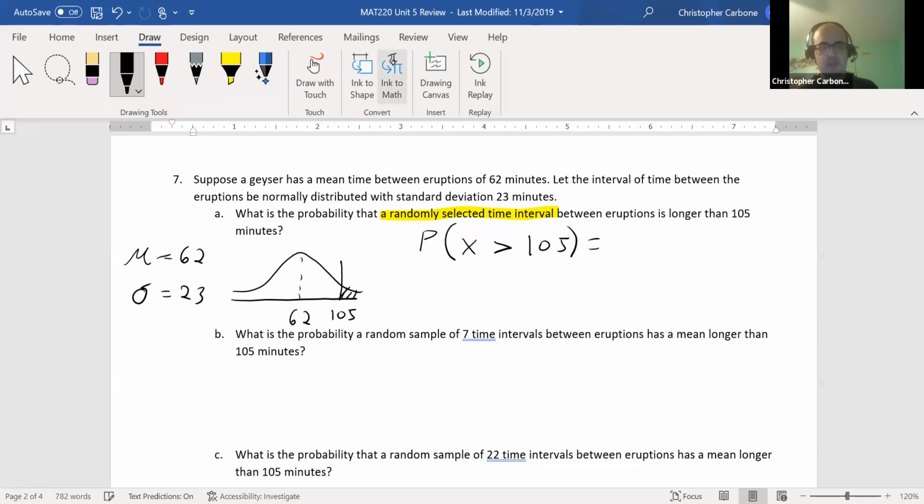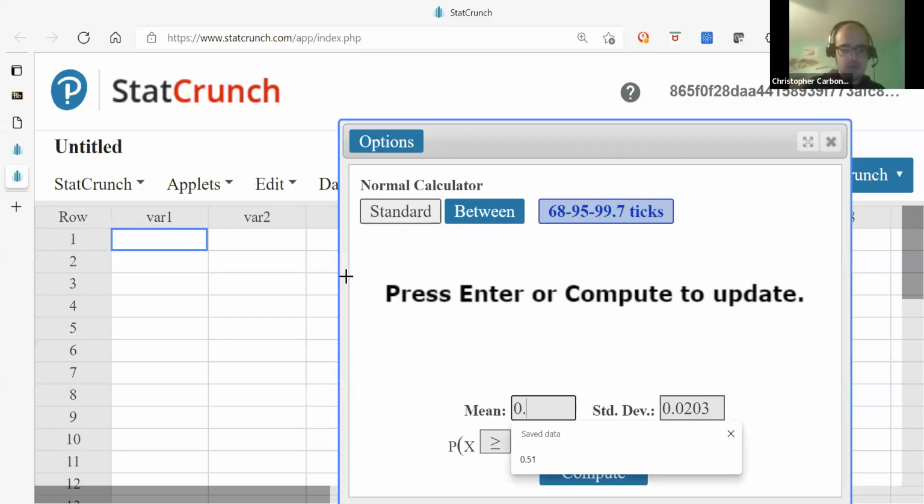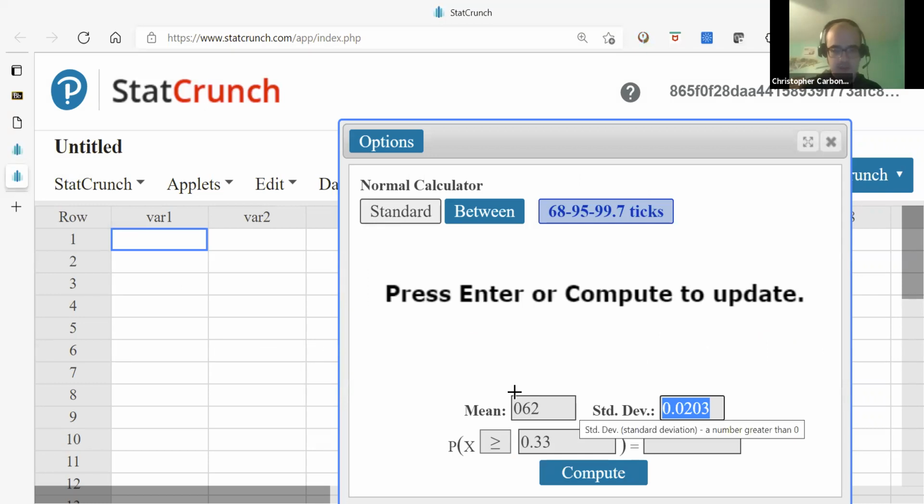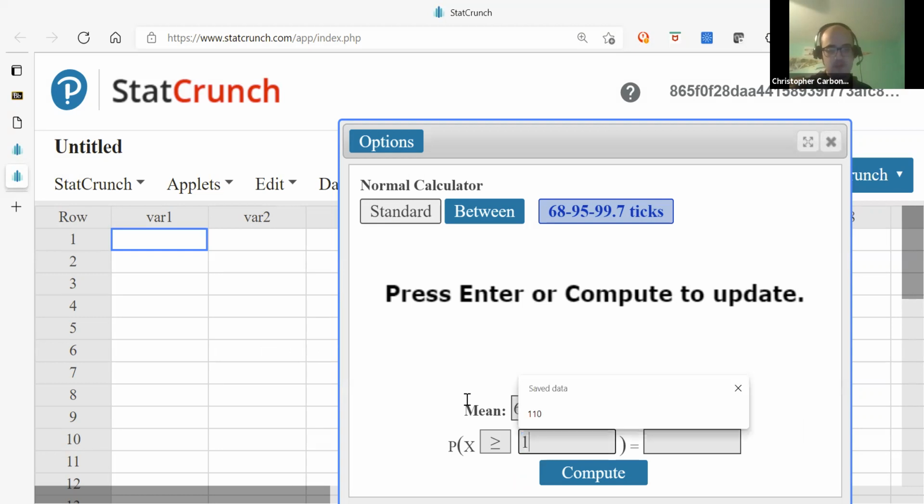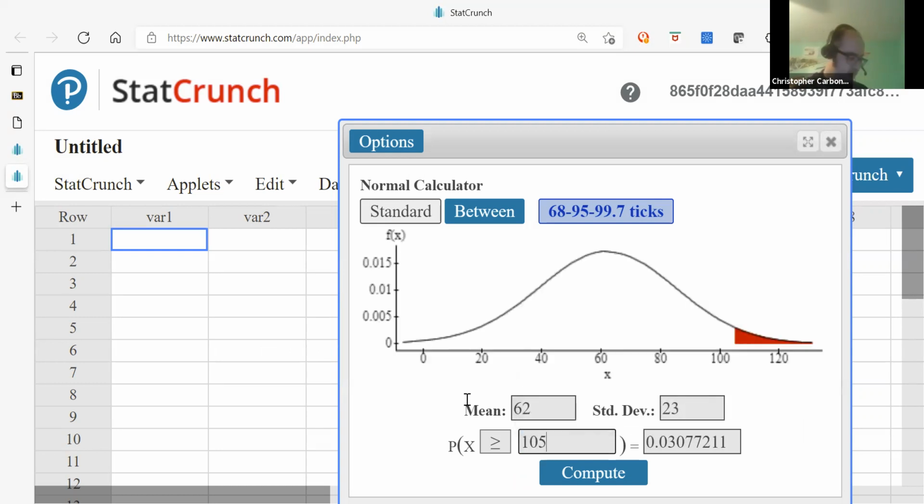So tossing that into StatCrunch. This will be the mean of 62, standard deviation of 23. This will be greater than 105. This gives us a probability of about 0.0308.